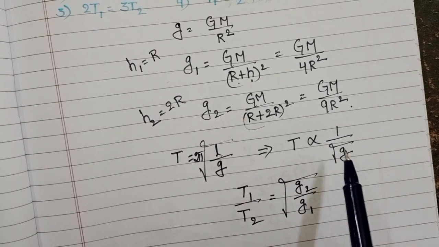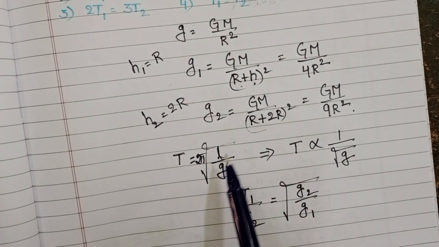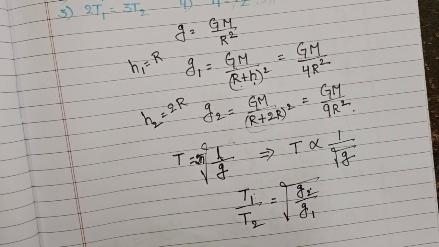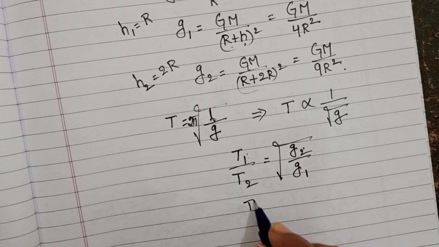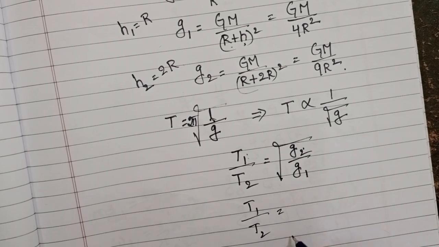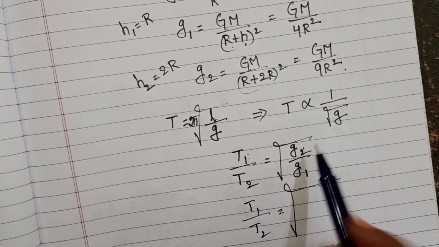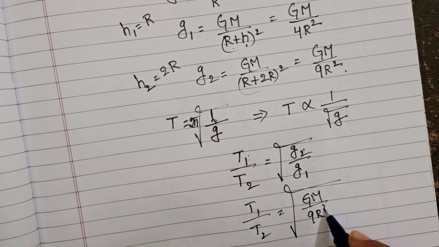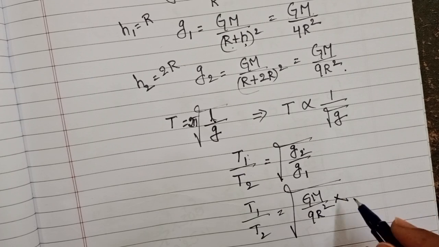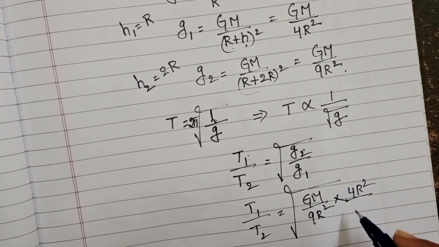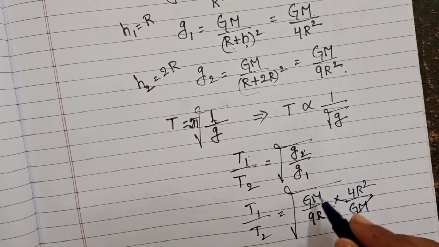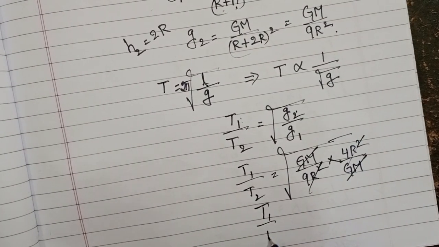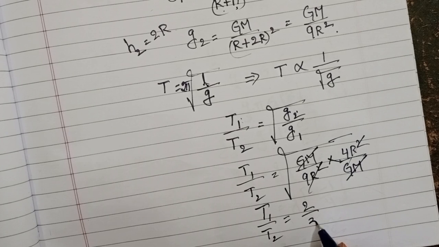So try to understand here why we have taken L as constant: the length of the pendulum is constant. T1 by T2 becomes square root of g2 by g1. Now T1 by T2 is equal to square root of, in place of g2 substitute GM by 9r square, g1 equals GM by 4r square. It becomes the reciprocal, 4r square by GM. GM gets cancelled, r square also cancelled. Then T1 by T2 is equal to 2 by 3.